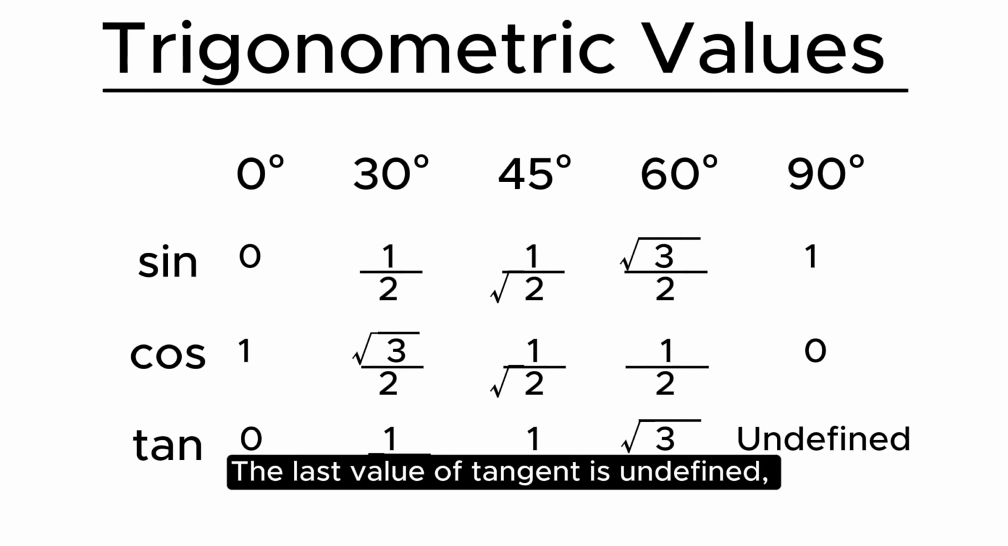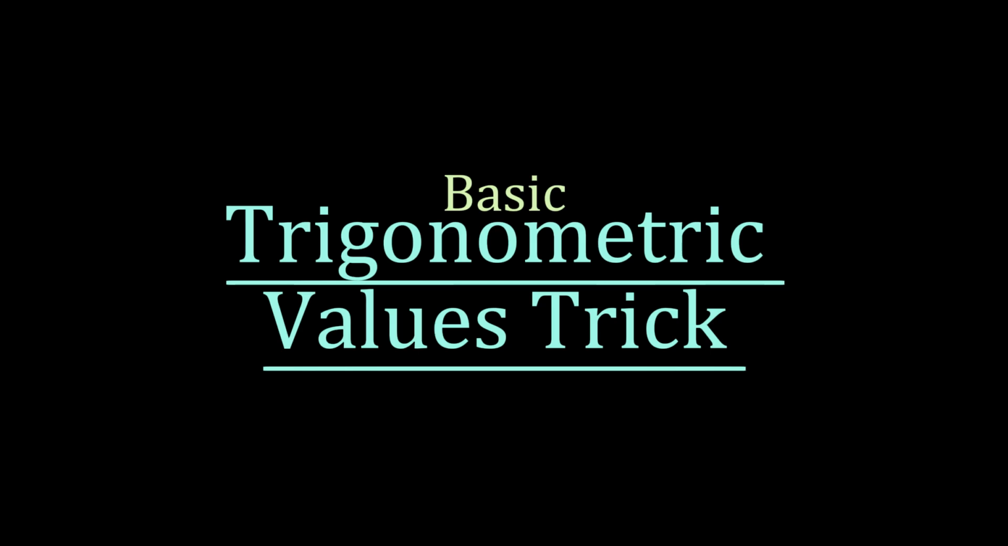The last value of tangent is undefined as 1 over 0 hasn't been defined yet, and there are already immense debates and attempted proofs, but none has been accepted yet.